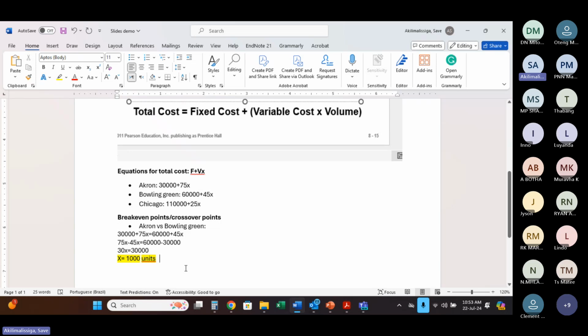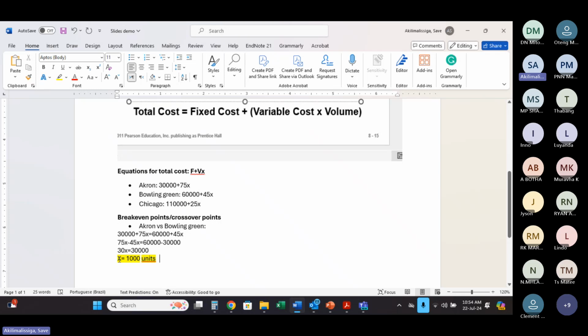So how do you find that cost? Because you know that this volume here is given by equalizing these two equations. Therefore, if you take this volume here and substitute x with 1,000, in either, if you choose the first equation or the second one, it doesn't matter. You're still going to get the same value or the same cost.